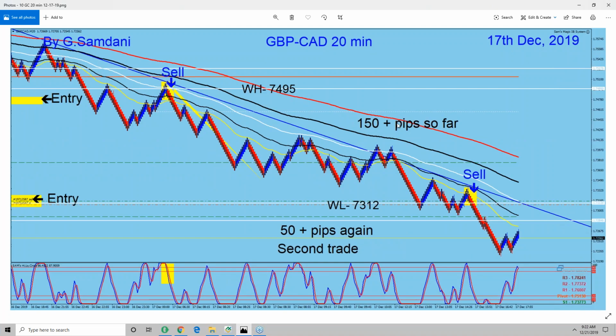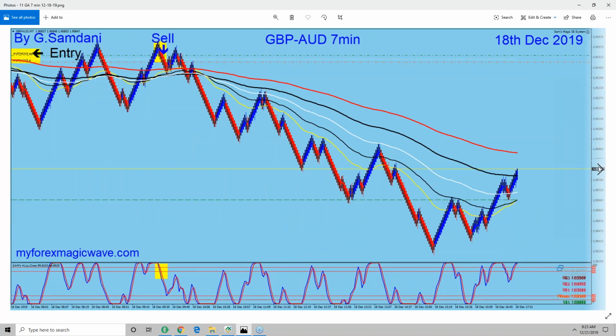On the 17th, again, this is pound CAD. This was the second entry, only from here to here. 50 pip again, right? Second trade, sell order here. Exactly, you will see all of my entries are by the book with the setup. Nothing without the setup, right? This was a setup here, entry was right there. This is indicator all the way up, and the price is in between the yellow and black line. The yellow is below the black. I have rules for this setup.